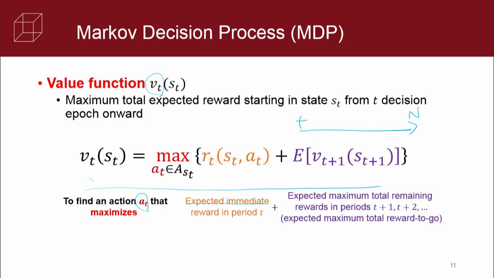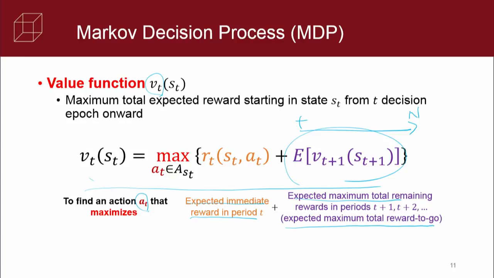which can be expressed as the sum of the expected immediate reward by taking action At when the state is St at the current stage, and the expected maximum total remaining rewards in stage T plus 1, T plus 2, and so on up to the final stage. We call this term the expected maximum total reward to go.